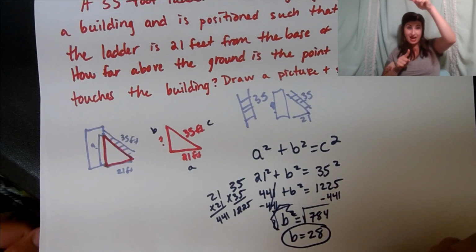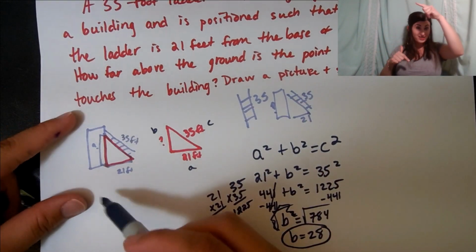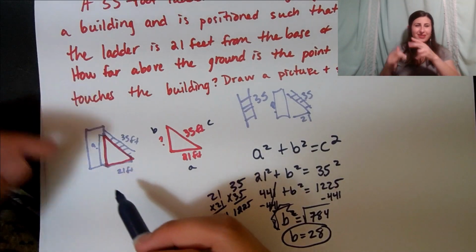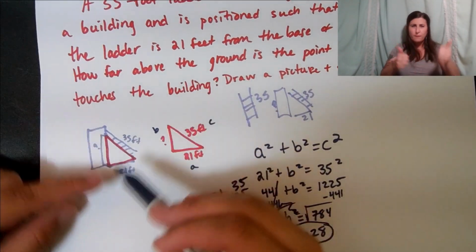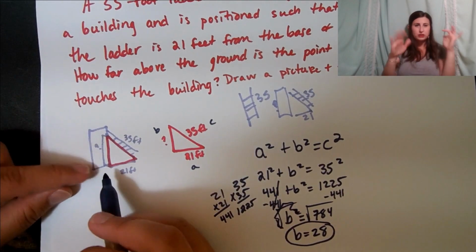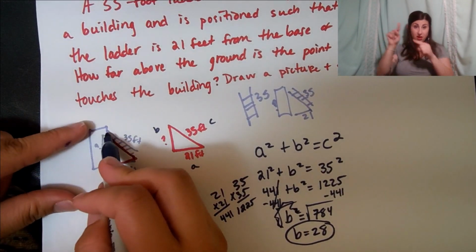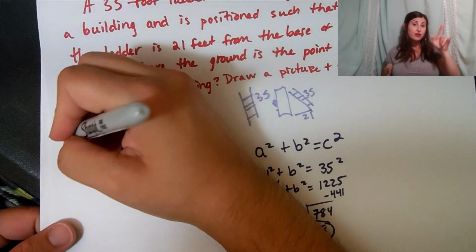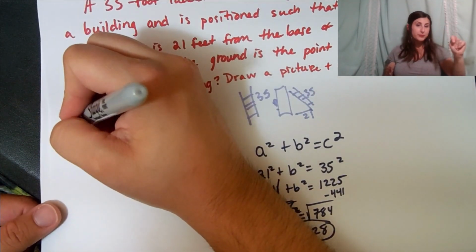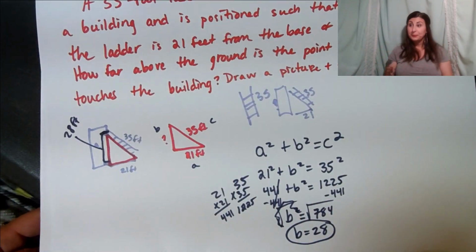So it says how far above the ground is the point where the ladder touches. So from the bottom of the building to where the ladder touches is 28. So that's 28 feet. There we go.